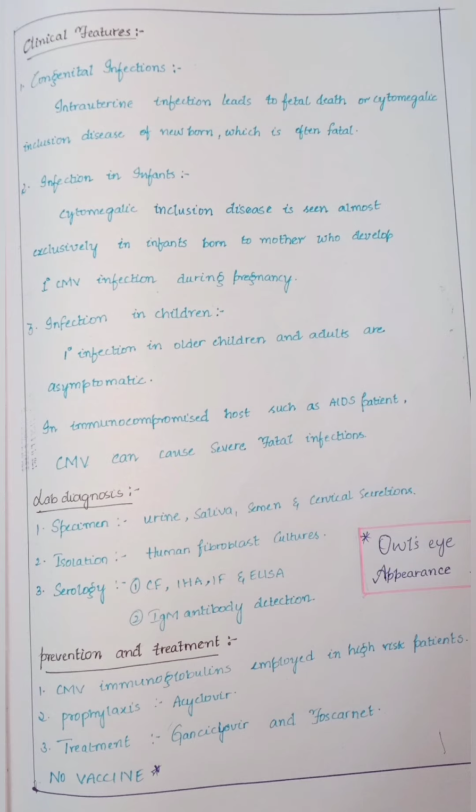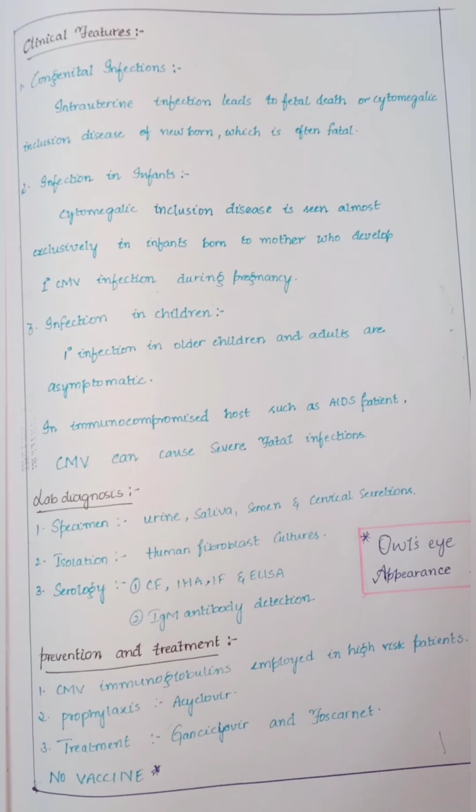Now let us see the congenital manifestations of cytomegalovirus. There are four manifestations: microcephaly, chorioretinitis, cerebral calcification, and congenital toxoplasmosis. The most important one is microcephaly.